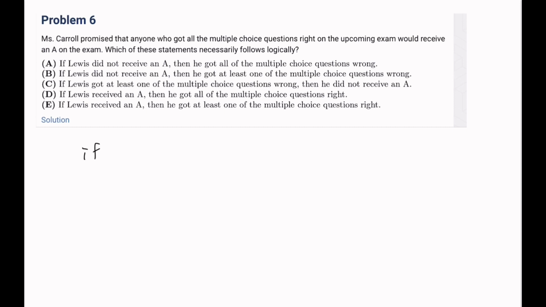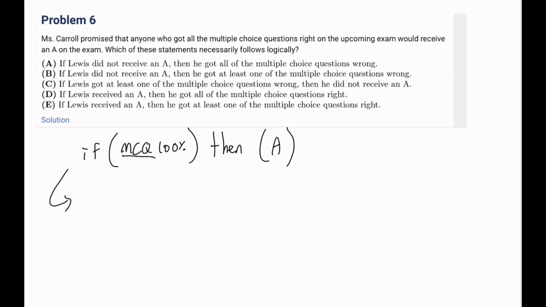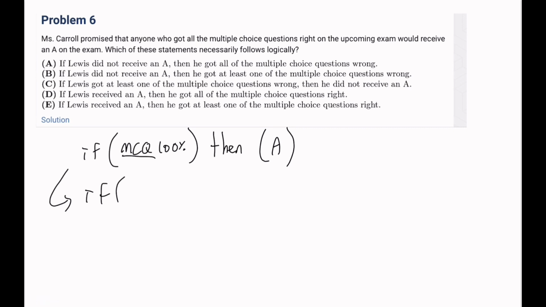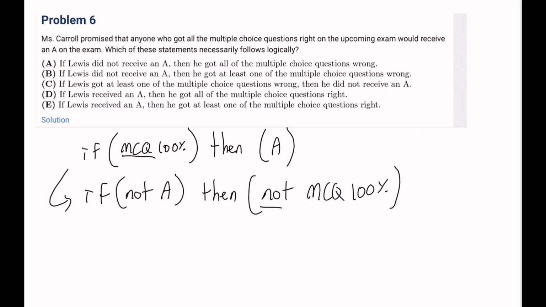If MCQ 100%, MCQ means multiple choice questions, then A, right? And so what follows logically is if not A, then not MCQ 100%, right? So this is what would logically follow. So if this is true, then this is also true.